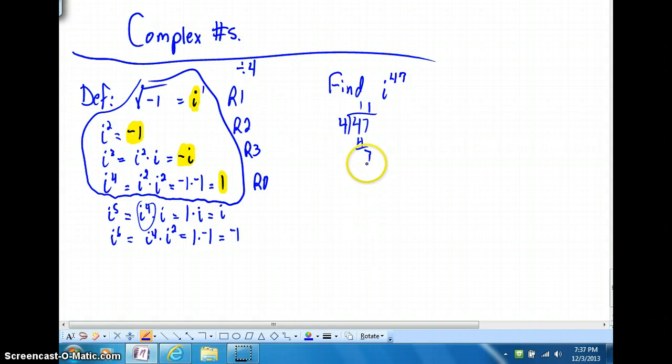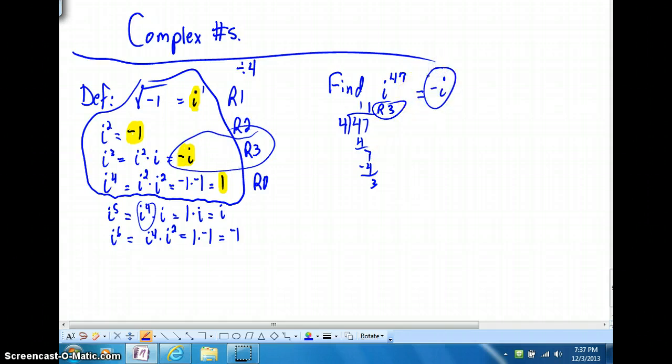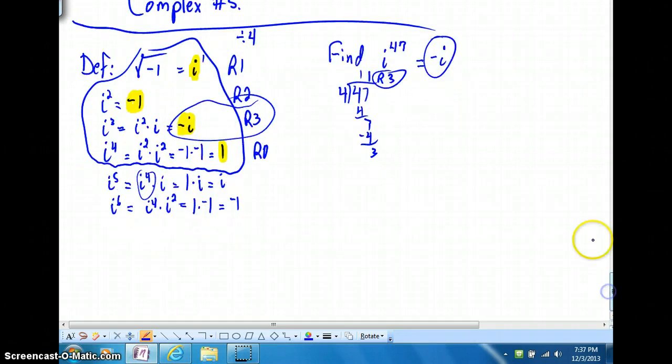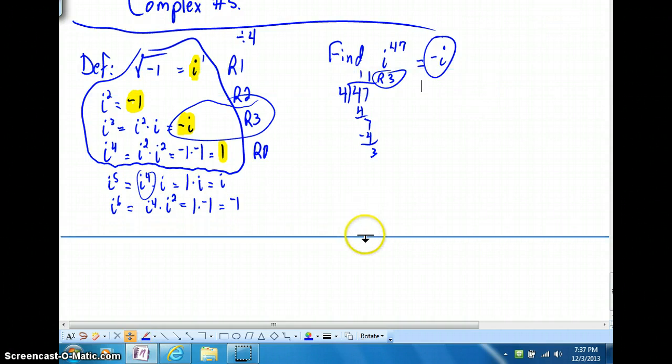So 11 times 4 would be 44. But as we continue this on, you can see just like we did in elementary school, this would be a remainder of 3. With a remainder of 3, of course, we'd have -i. So this would simplify very quickly to just -i. So that's valuable in case you ever needed to do some work with i to a power.